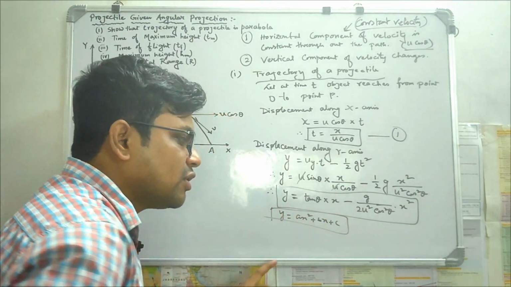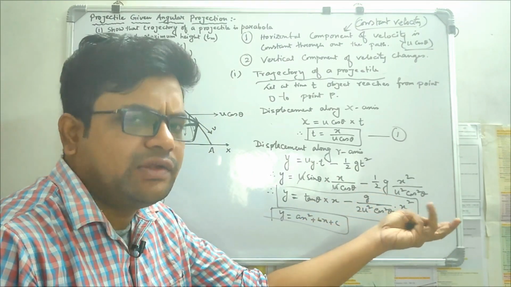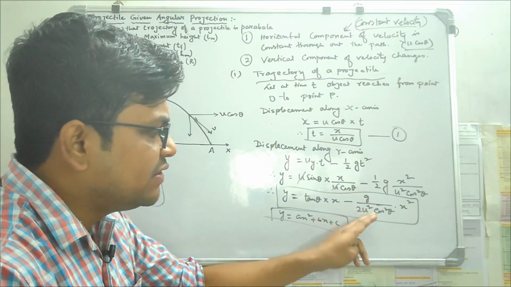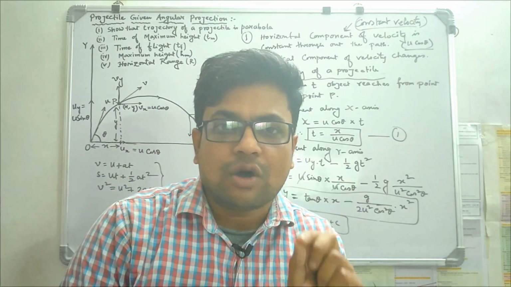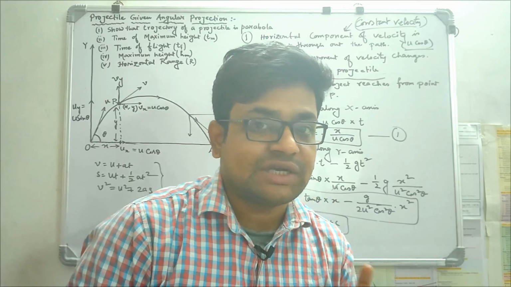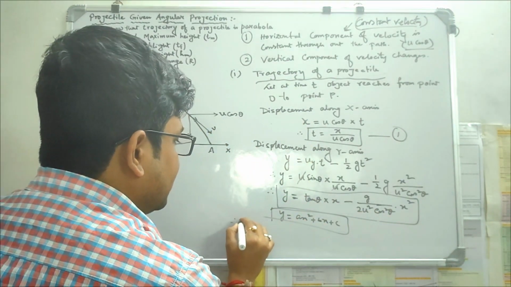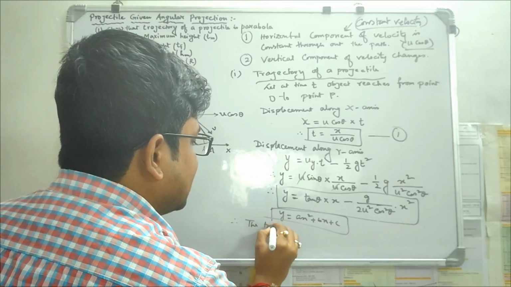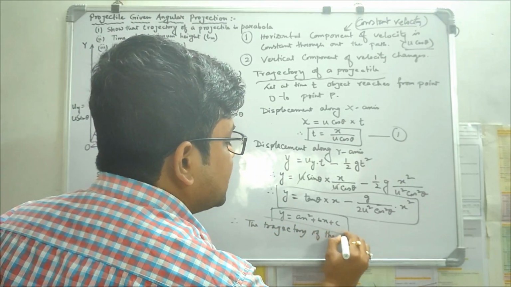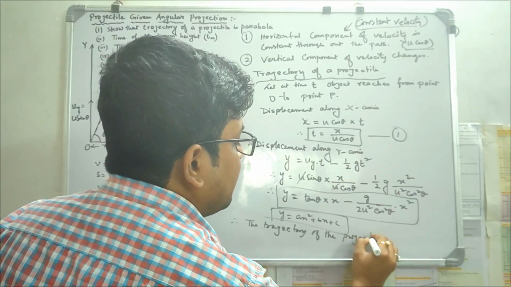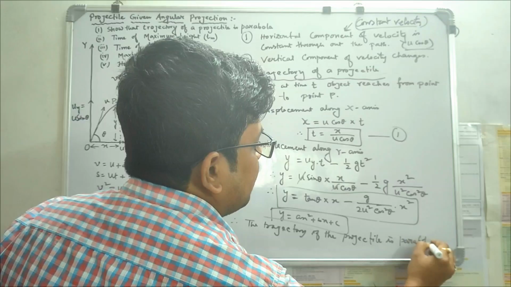That is the quadratic equation, ax square plus bx plus c. C is 0 here in this case. So this is a quadratic equation, and we know that any quadratic equation always follows the parabolic equation. Therefore, as it is a quadratic equation, the trajectory of the projectile is a parabola.